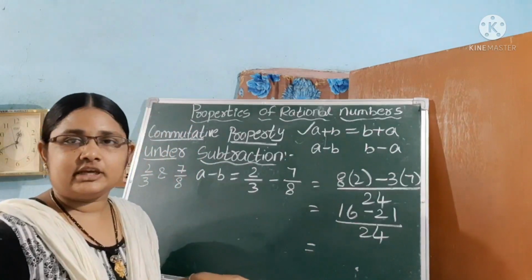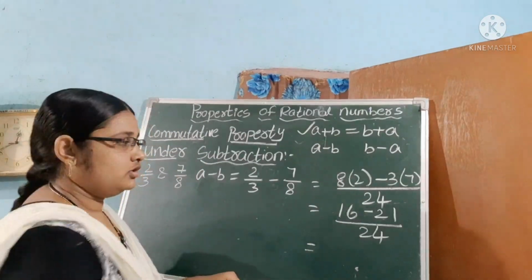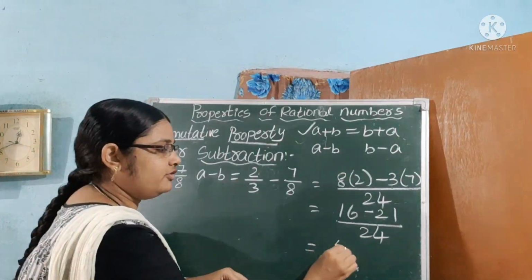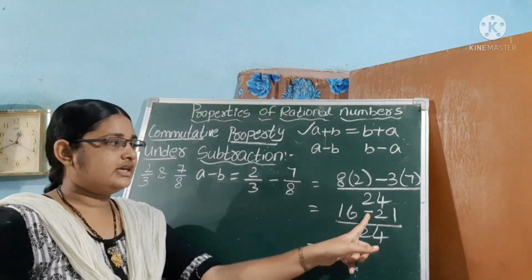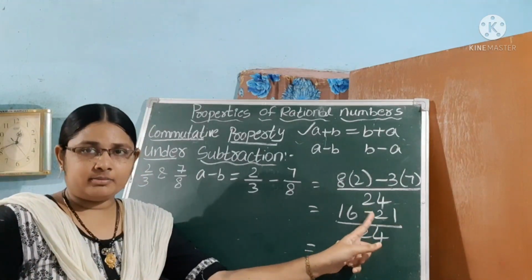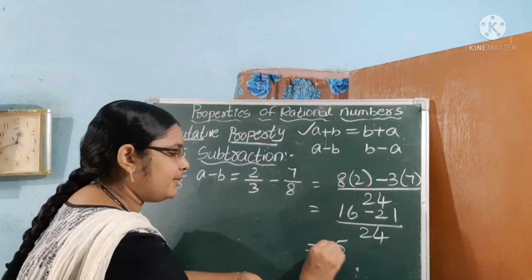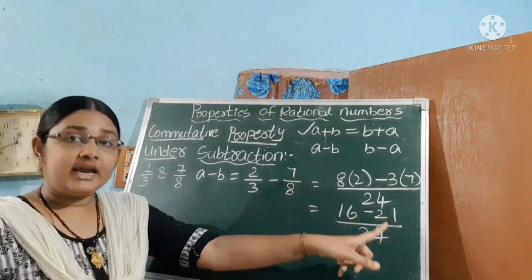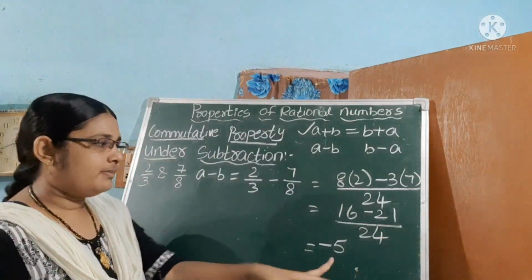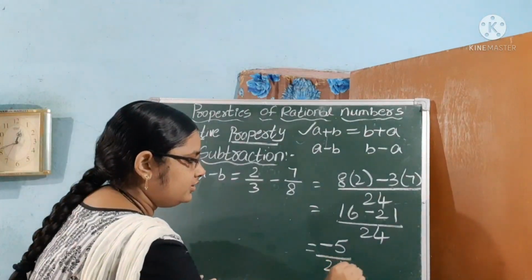What's the value of 16 minus 21? So 21 minus 16? 5. So observe this. Here the minus symbol is before the big number. So here minus 5. 16 minus 21, not 21 minus 16. Okay. So minus 5 by 24.